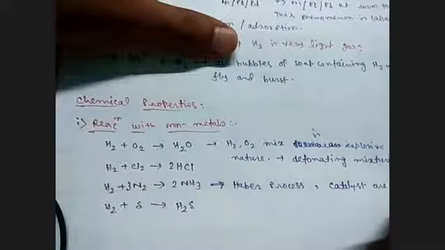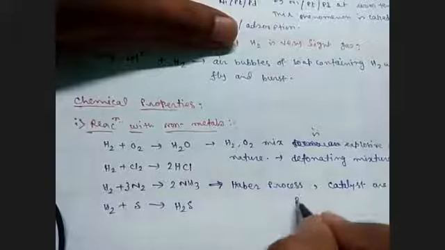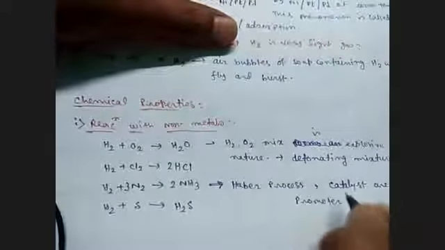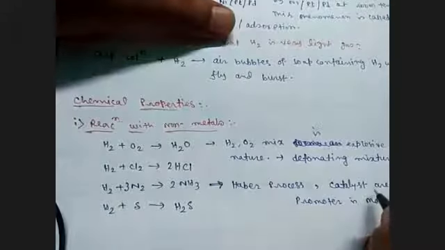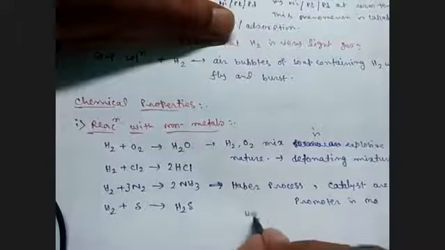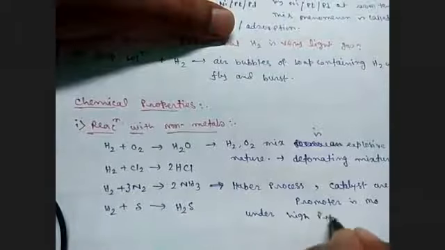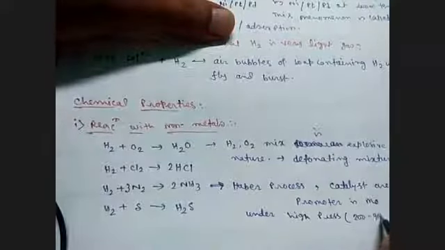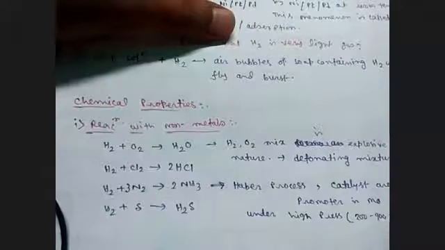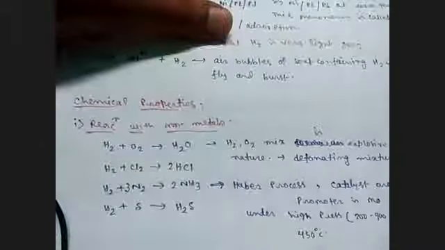Catalysts are finely divided iron, and some promoter is also used. Promoter is molybdenum, Mo. Under high temperature and high pressure, like 200 to 900 atmospheric pressure, and near about 450 degrees Celsius. This is Haber process.